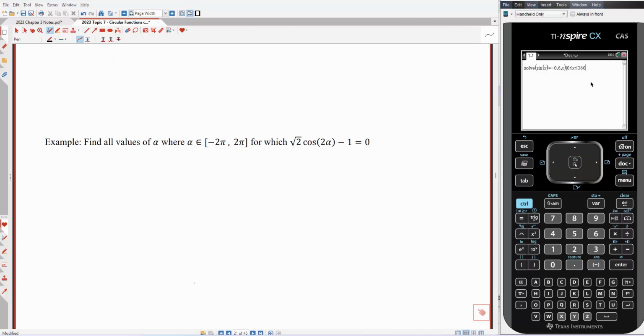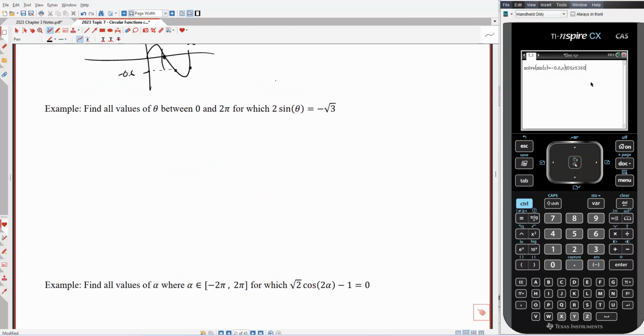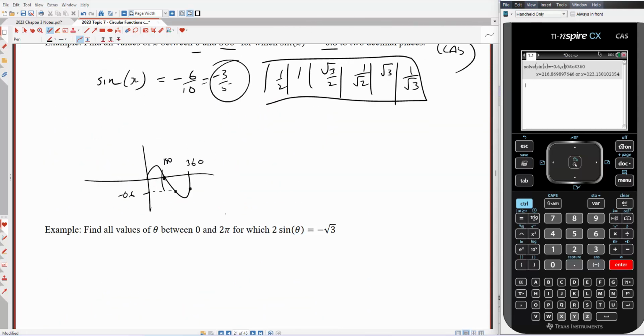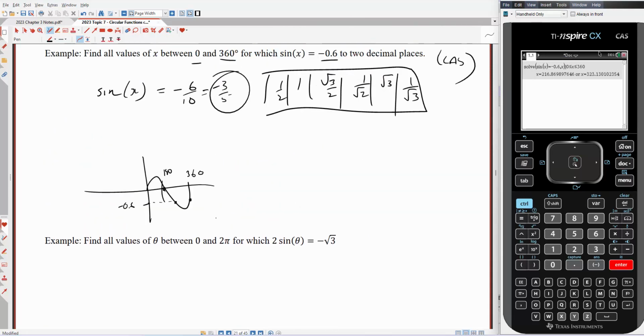So I'm going to hit enter. Whoops. Try that again. Going to hit enter. Alright, so I was a little bit off, but that's alright. So we've got two possible places. So x equals 216.87 degrees to two decimal places. That's the first time. And x equals 323.13 degrees. Alright, so we've got two solutions.